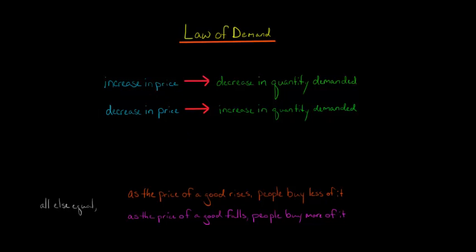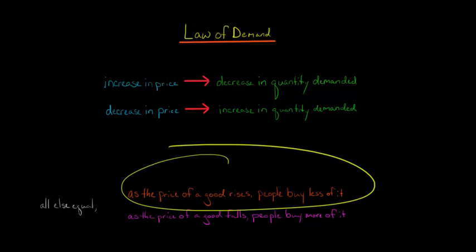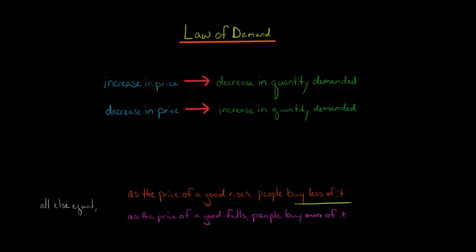So if your favorite pair of shoes goes on sale and there's a decrease in price, people are going to want to demand and buy more of it, right? Another way of thinking about it is you could say other things being equal, ceteris paribus, as the price of a good rises, people are going to buy less of it. And as the price of a good falls, people are going to buy more of it.